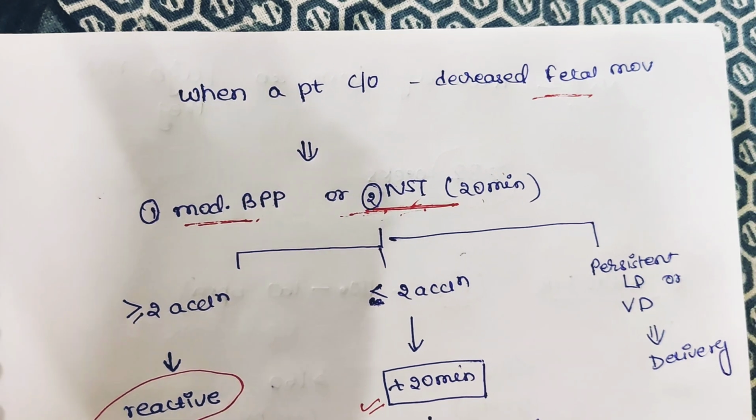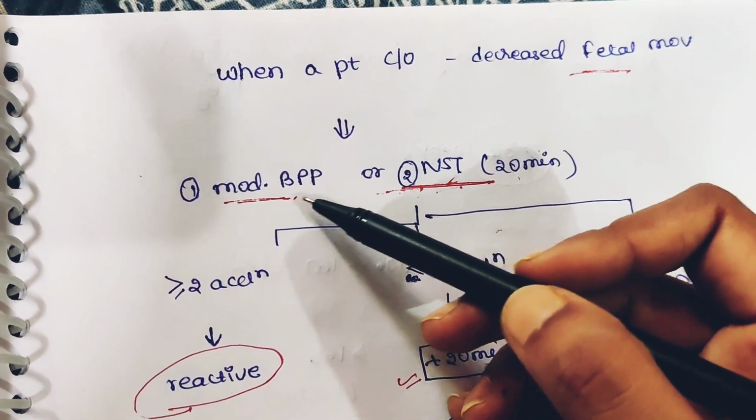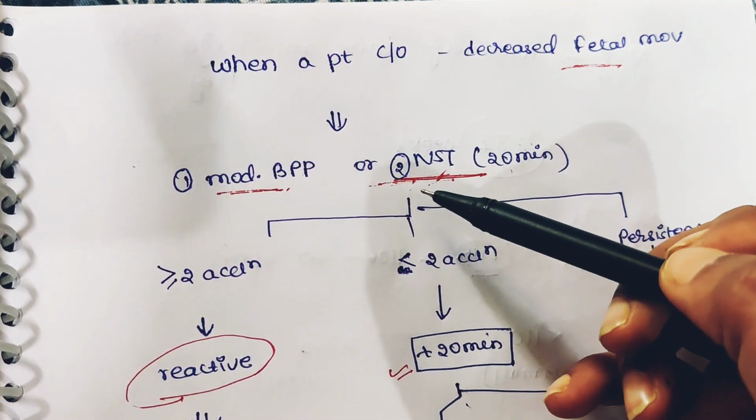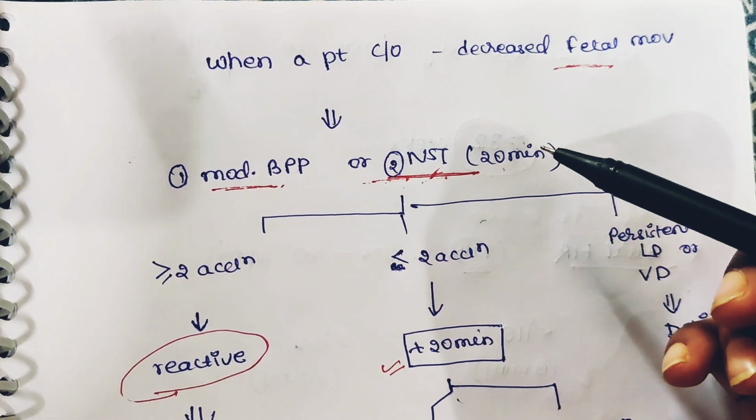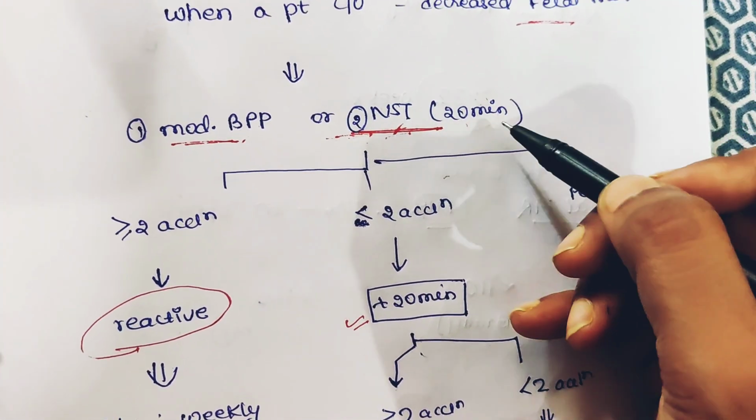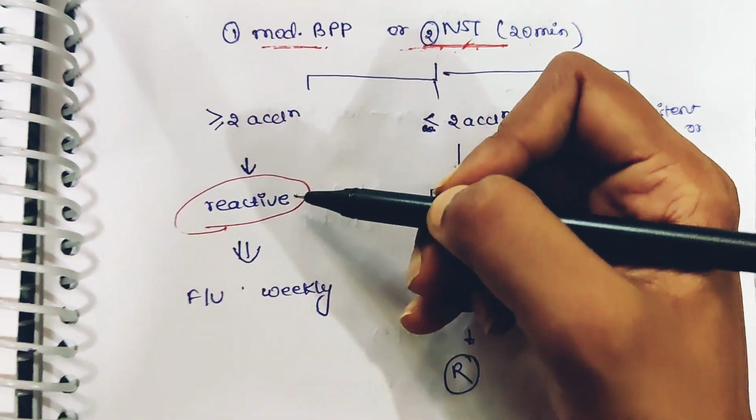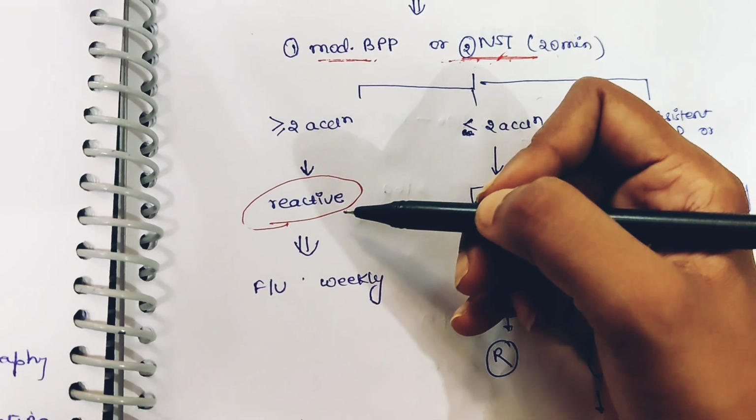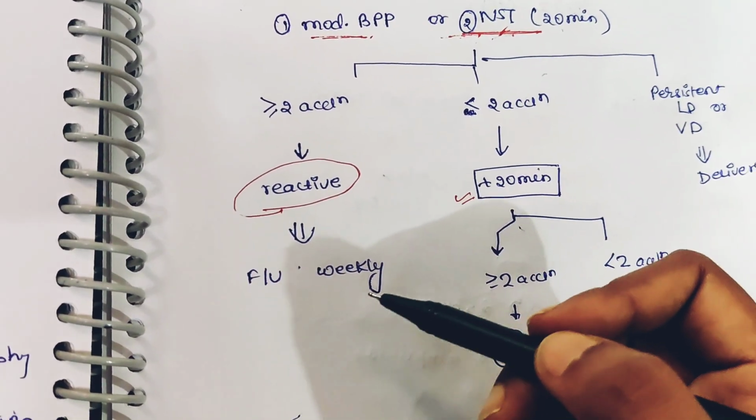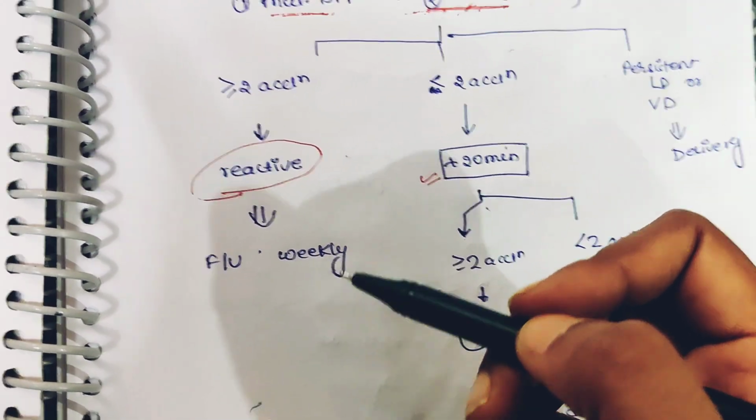So if the patient complains of decreased fetal movement, we will proceed by doing a modified biophysical profile or NST. If any parameter of them comes abnormal, we will do the entire biophysical profile. Now let's see. If we do NST, we observe the patient for 20 minutes. If there are 2 or more than 2 accelerations, we say the baby is reactive or healthy or reassuring, and we will follow up the baby weekly. A reactive NST means that the fetus is not in danger for at least 1 week.